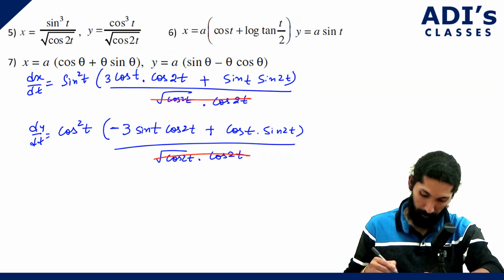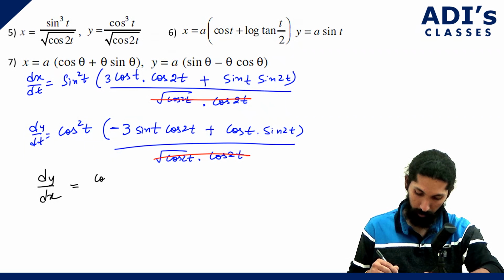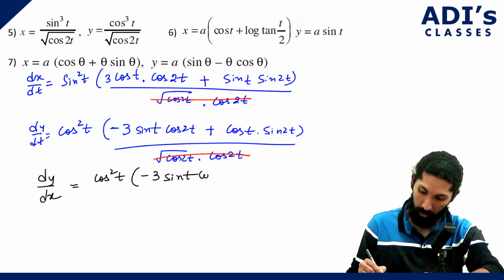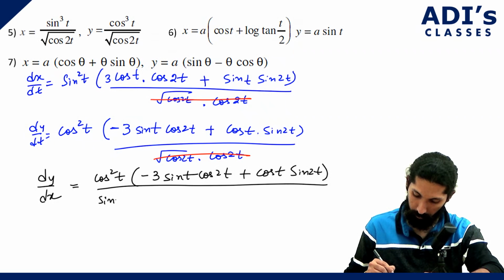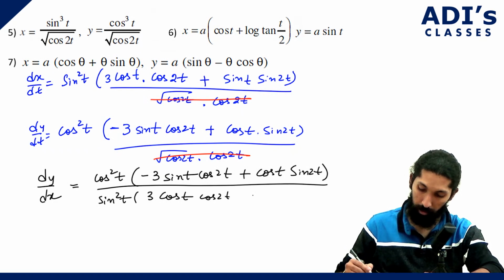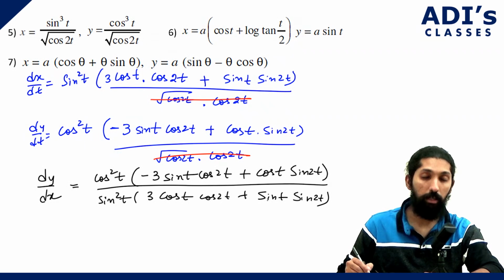dy by dx. So we have cos square t, minus 3 sin t cos 2t plus cos t sin 2t, divided by sin square t into 3 cos t cos 2t plus sin t into sin 2t. Alright.